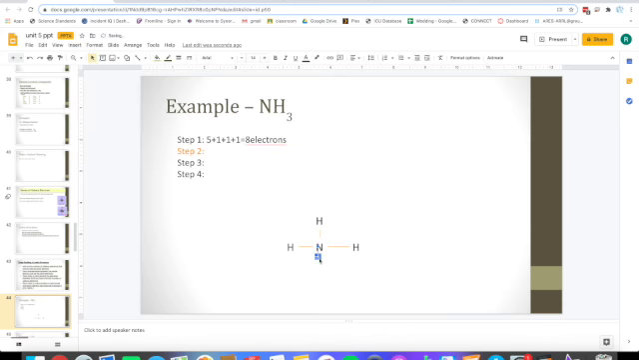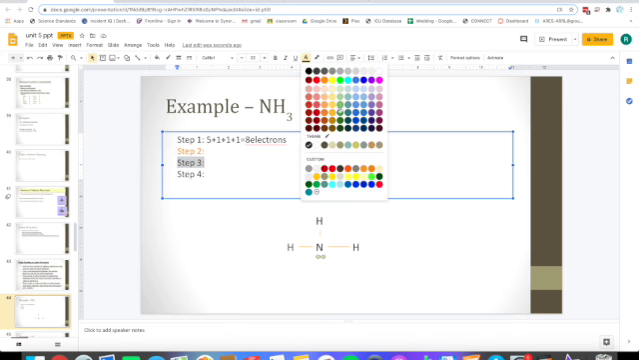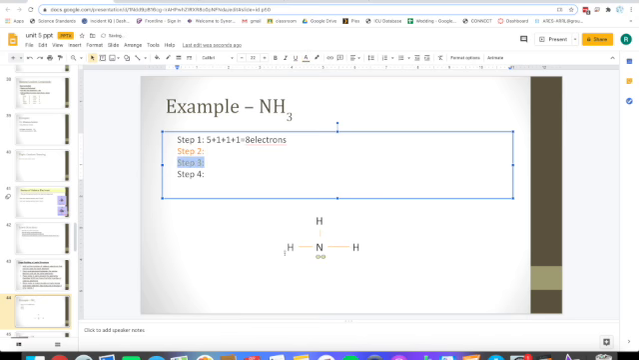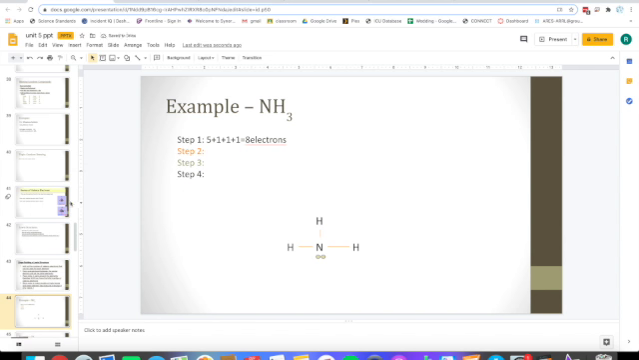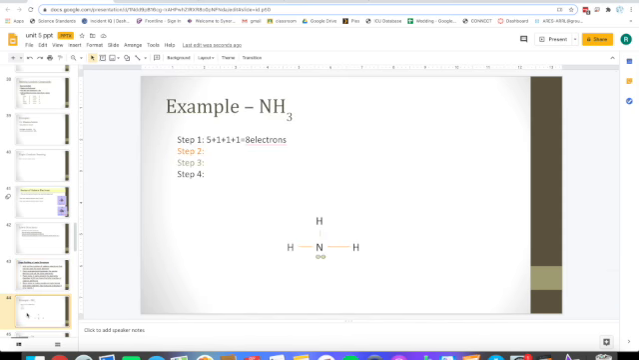And I'm going to put them around nitrogen because remember it says don't do it around hydrogen because it only needs 2. So that is step 3. Step 4. Move dots or make double or triple bonds until every element has 8 around it except for hydrogen, which only needs 2. So let's see if it's happy.